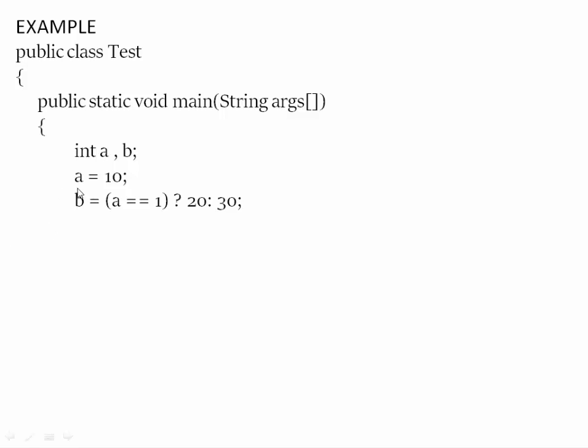See here, b is equal to a is equal to 1 question mark 20 colon 30. Here the equals sign is the assignment operator, and the double equals is a relational operator used to check whether a is equal to 1. If a is equal to 1, the value 20 will be assigned to b. If it is false, the value 30 will be assigned to b. End this statement with a semicolon; you can also include the semicolon in the syntax, which means this is the end of the statement.